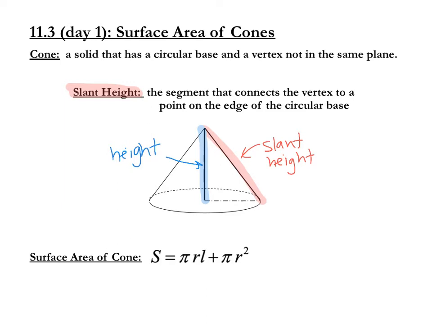And then there's one other part that's important in our cone. It's that bottom line of that triangle. That's going to be the radius of the circle. So that'll be the radius.